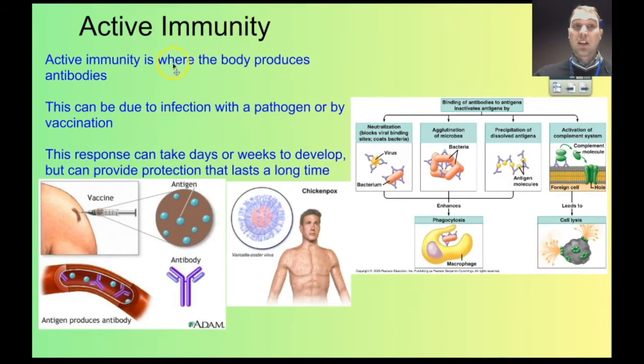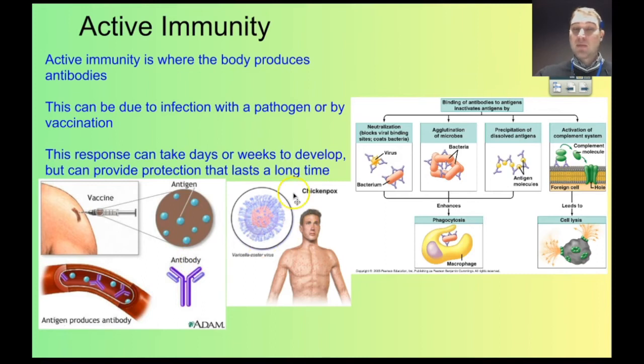In active immunity, your body is producing its own antibodies using those B cells that have been activated and produced plasma cells, which are producing lots and lots of antibodies really, really quickly. The way you get active immunity is either by yourself being infected by a pathogen or by being vaccinated. The response can take a little while to develop because you need to produce large amounts of antibodies, so it can take days or weeks. But the protection provided to you lasts a long time, so it can be years or even a lifetime in some cases.